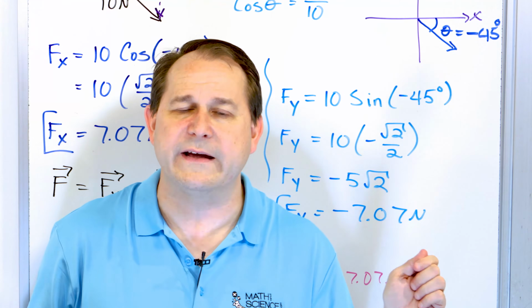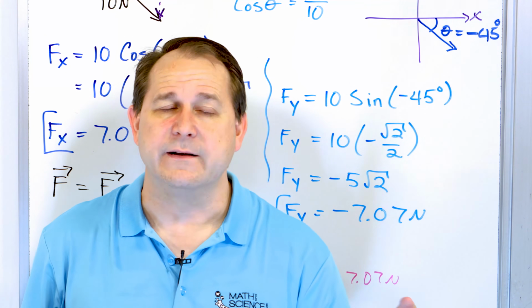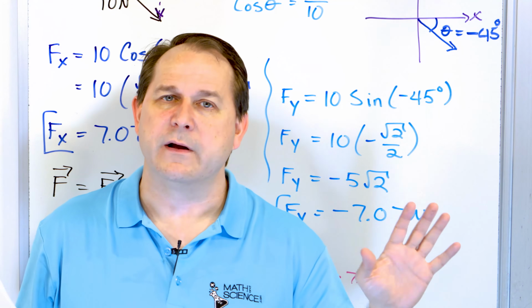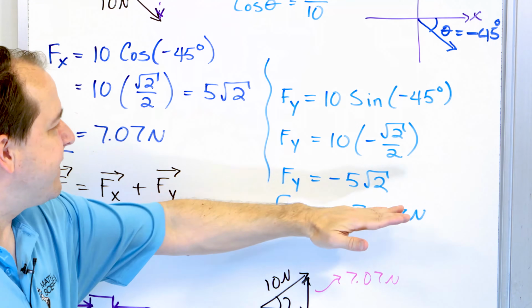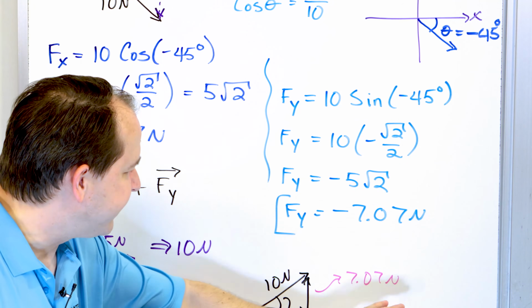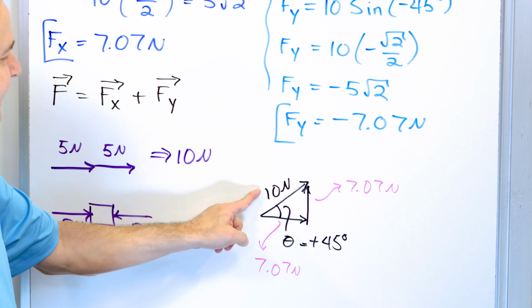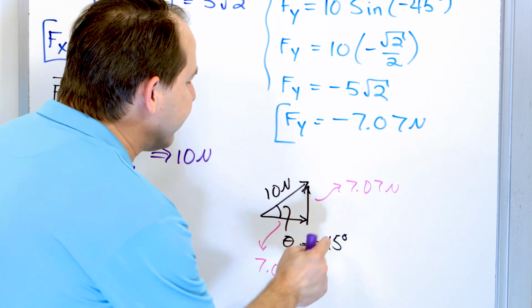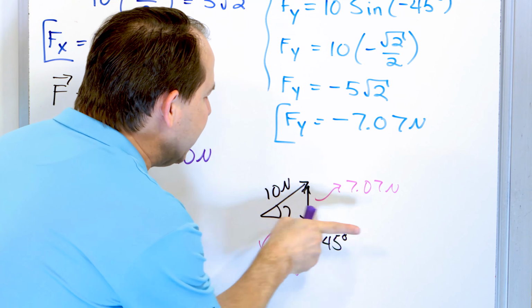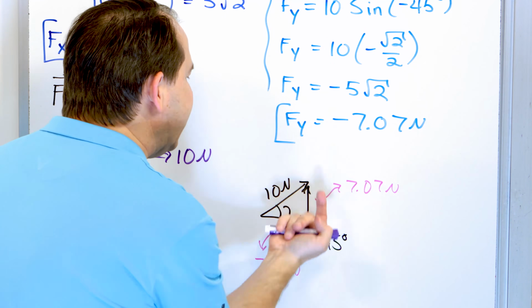We're going to do more with this as we move through this lesson, but I wanted to get that out in the open before. It is okay that this is, in this case here, 7.07. This is also 7.07. It is okay that the answer is bigger than 10 because these are not lined up. This one is pushing it horizontally. This one is pushing it vertically.